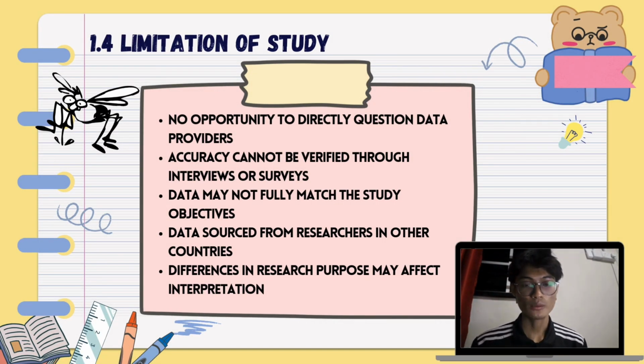Now, I will explain the limitations of our study. First, we had no opportunity to directly question the data providers, so we relied only on existing sources. Secondly, the accuracy of the data could not be verified through interviews or surveys. Third, some of the data may not fully match our study objective. Fourth, much of the data was sourced from researchers in other countries, which may not fully reflect our local context. Lastly, the differences in research purposes may affect how the data is interpreted.